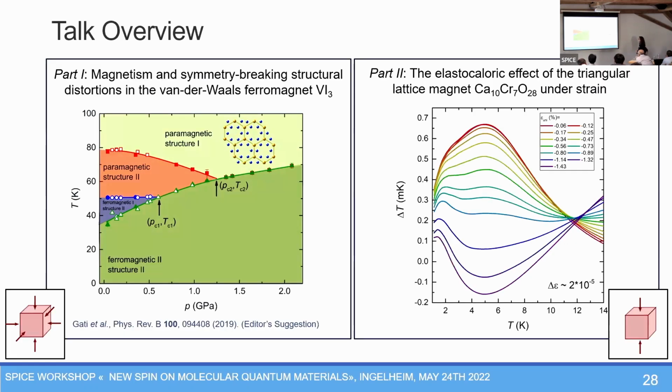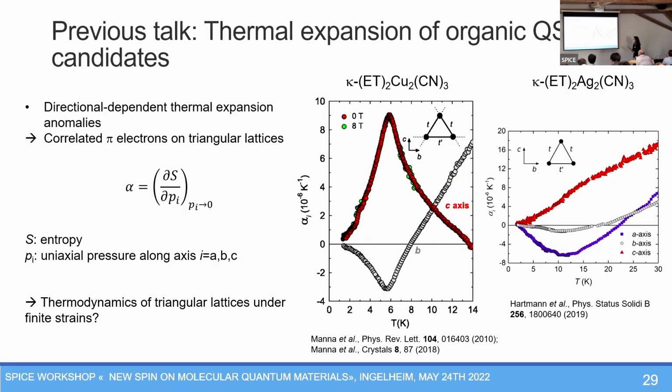Okay. Now for the second part of my talk, I want to switch gears a little bit, because now I will discuss results under uniaxial pressure, namely of the elastocaloric effect of a triangular lattice magnet. And so this very nicely connects to what Michael Lang presented in the previous talk.